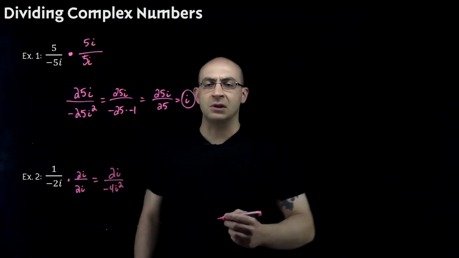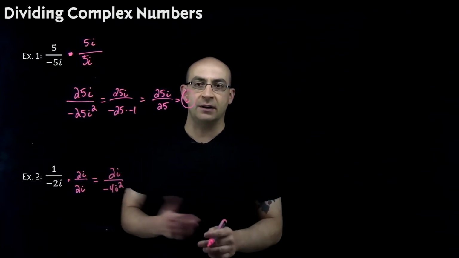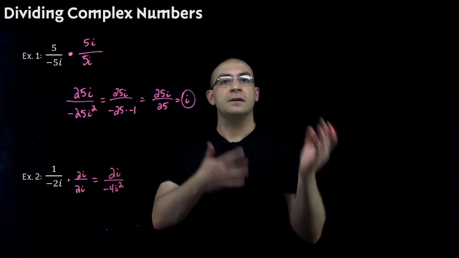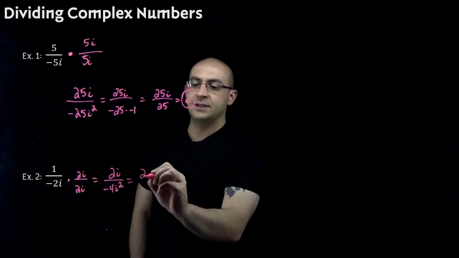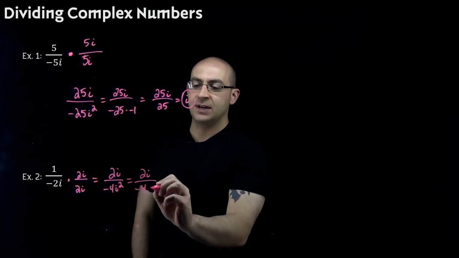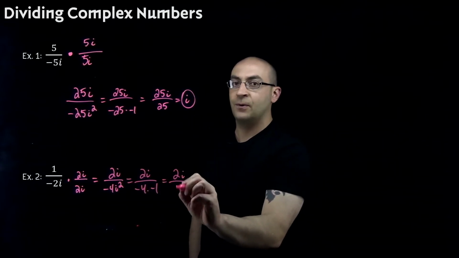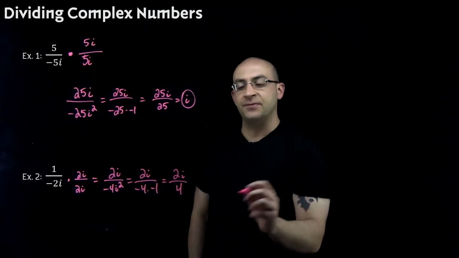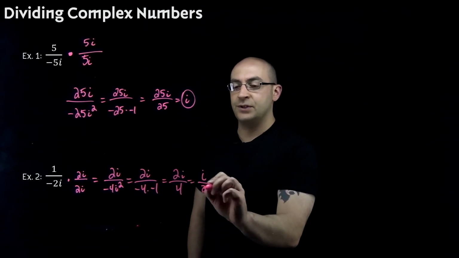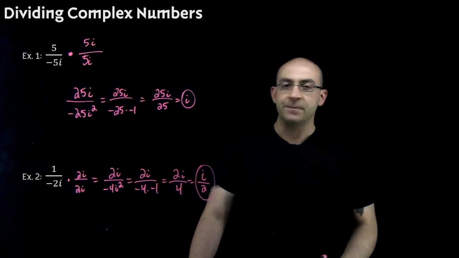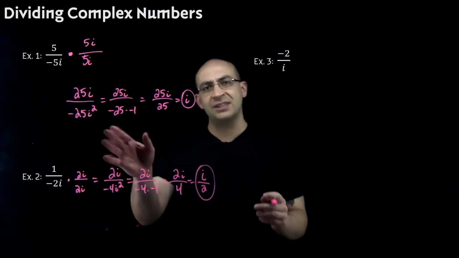And yeah, I'm going the long way, but I need you to see the progression of how i evolves over time. This is going to be 2i over negative 4 times negative 1, which is going to give me a 2i over 4. Simplifying the 2 and the 4, that's going to give me i over 2. Final answer. Now, we've got one more problem that looks similar to this.